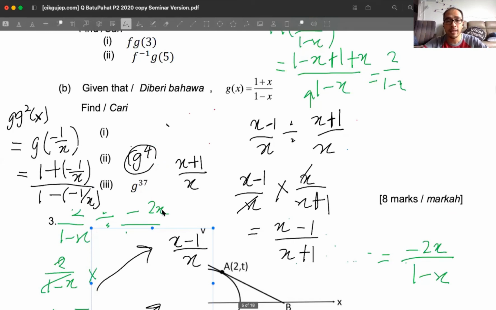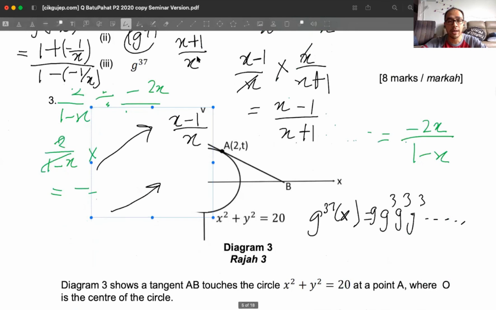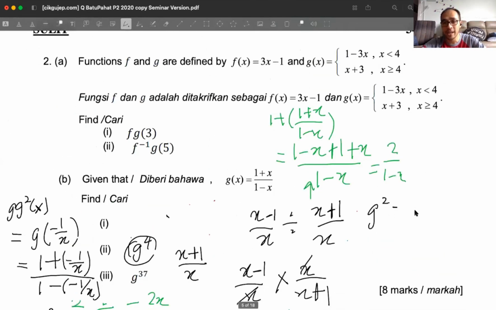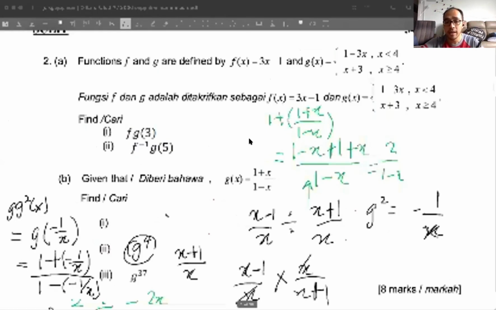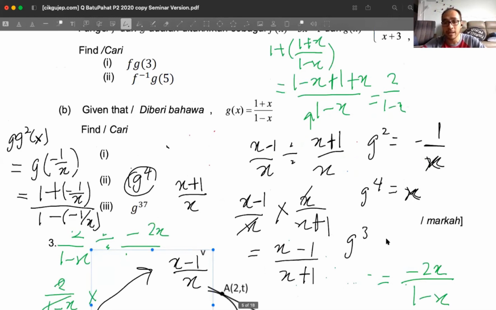You will find that G2 is the answer I gave just now, which I don't know where it is. G2 is actually negative 1 over x, as I said before. Then after that, G4 is actually x. And therefore G37 is this answer, 1 plus x over 1 minus x.